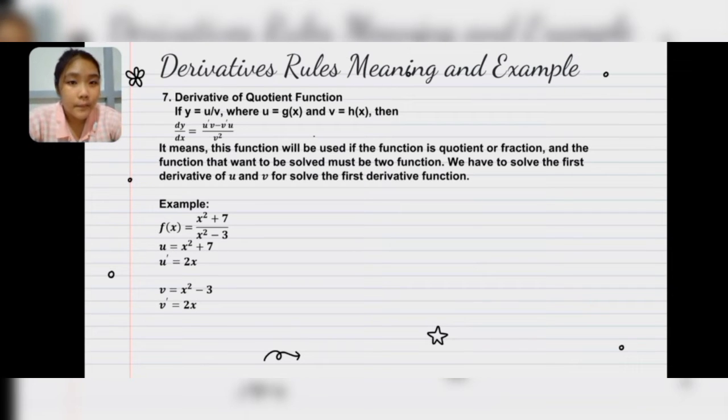There is example that I made. The f of x equal x to the second power plus 7 per x to the second power minus 3. We have to solve the u first. U equal x to the second power plus 7. So u prime equal to 2x. Okay. And then v, we have to solve the v. V equal x to the second power minus 3, v prime equal to 2x.